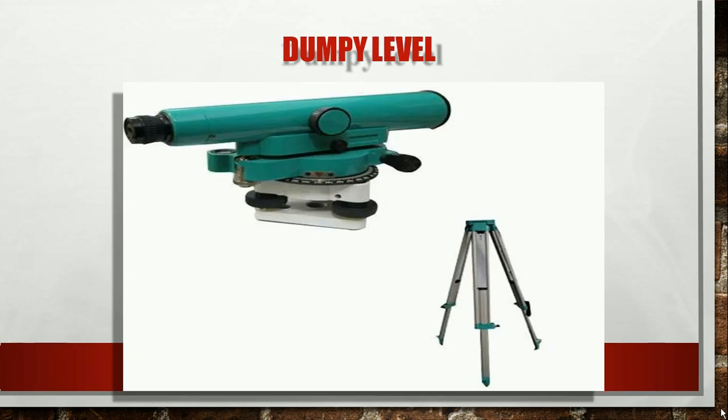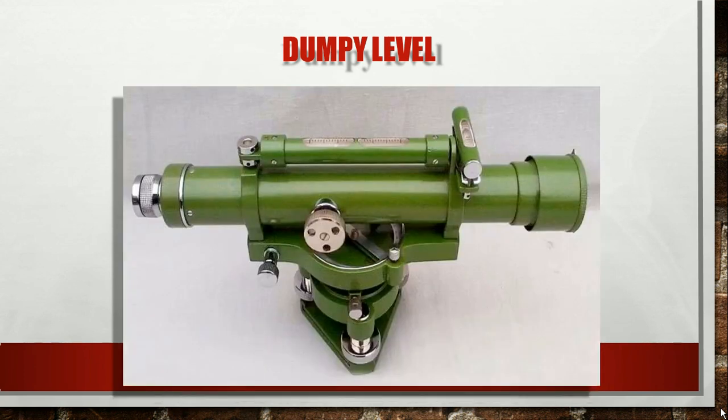As you all can see, there is a telescope and the foot screws. The telescope is mounted on the circular plate having 3 foot screws at the bottom. There is a focusing screw for focusing the object, and there is an eyepiece for focusing the eyepiece. So this is the overall picture of the dumpy level instrument.